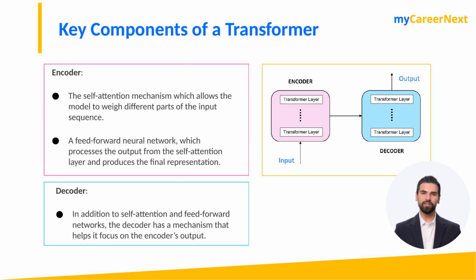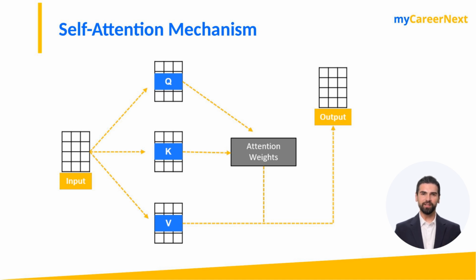The encoder is made up of several layers, and each layer consists of two key parts. The self-attention mechanism we just discussed, which allows the model to weigh different parts of the input sequence. A feed-forward neural network, which processes the output from the self-attention layer and produces the final representation. Next, the decoder also has layers similar to the encoder, but with an additional feature. In addition to self-attention and feed-forward networks, the decoder has a mechanism that helps it focus on the encoder's output. This allows the decoder to generate the output based on the input sequence, which is particularly useful for tasks like translation.